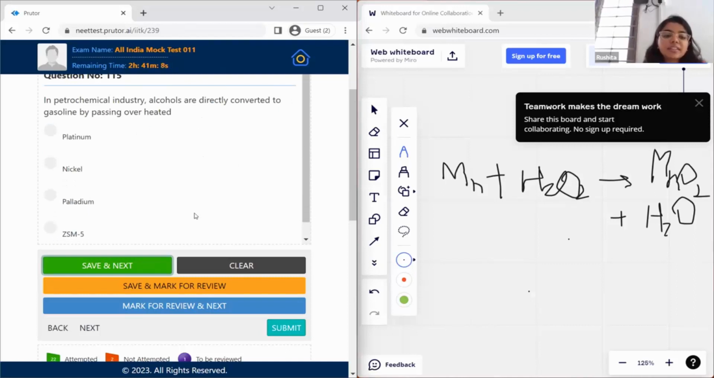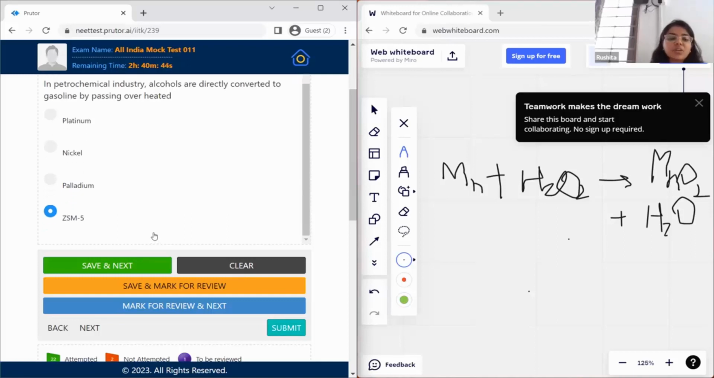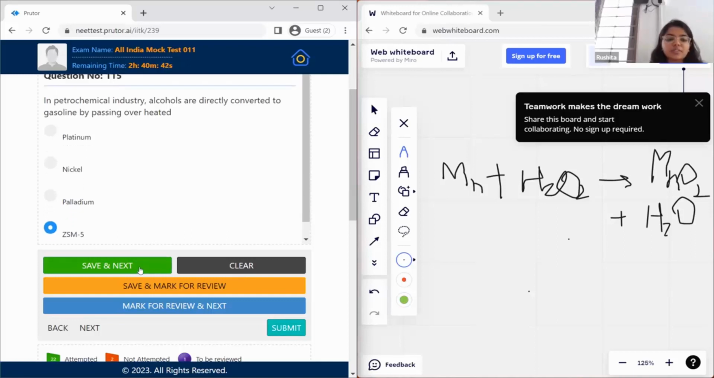Okay, petrochemical industry, alcohols that are directly converted to gasoline when heated. This is also a theory question, an organic question. You need to know it. The catalysts which are used in certain reactions are given in NCERT. So those you need to remember. ZSM5 is the one here, but you need to read the NCERT to know it.